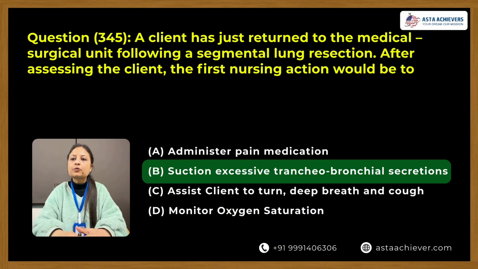Question number 345. A client has just returned to the medical surgical unit following a segmental lung resection. So after assessing the client, the first nursing action would be to: option A, administer the pain medication. Option B, suction excessive tracheobronchial secretions. Option C, assist the client to turn, deep breathe and cough. And option D, monitor the oxygen saturation. So option B, suction the excessive tracheobronchial secretions is the correct answer, because suctioning the copious tracheobronchial secretions present in the post-thoracic surgery client maintains an open airway, which is always the priority of nursing intervention.